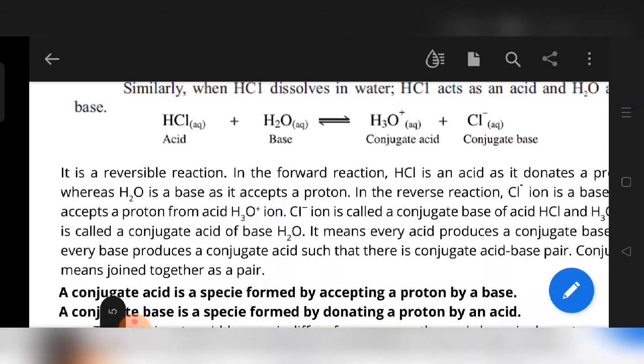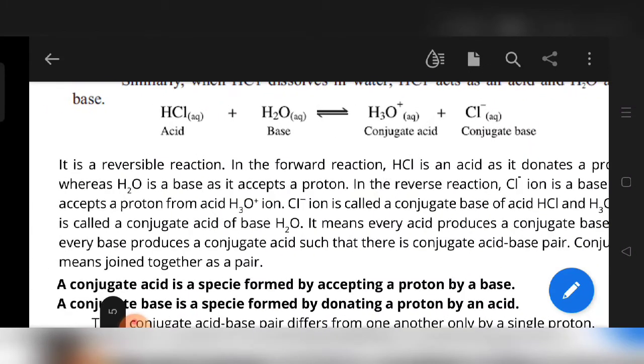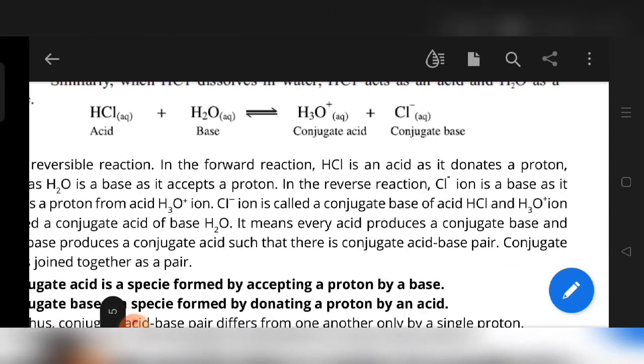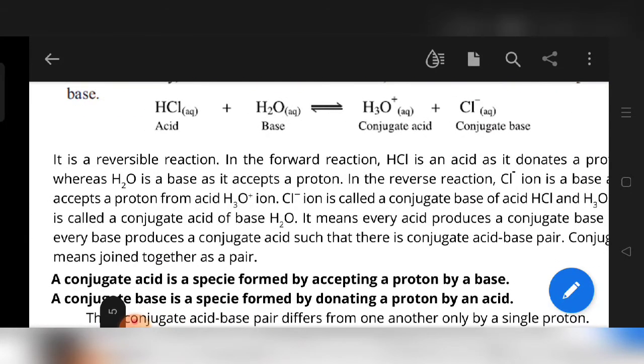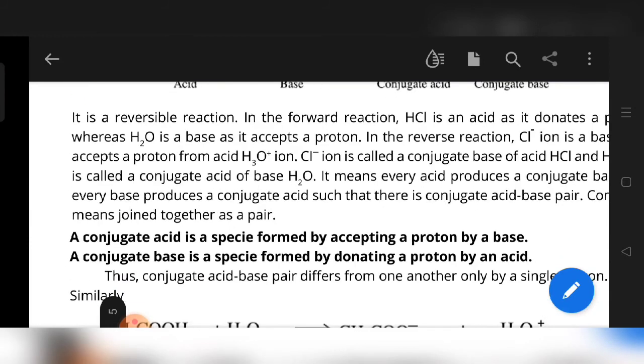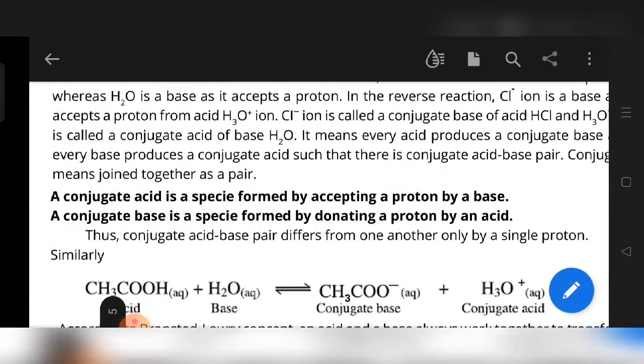It means every acid produces a conjugate base and every base produces a conjugate acid, such that there is a conjugate acid-base pair. Conjugate means joined together as a pair. And the definition: a conjugate acid is a species formed by a base accepting a proton, and a conjugate base is a species formed by an acid donating a proton. When an acid donates a proton, it forms a conjugate base, and when a base accepts a proton, it forms a conjugate acid. Thus, conjugate acid-base pairs differ from one another by a single proton.